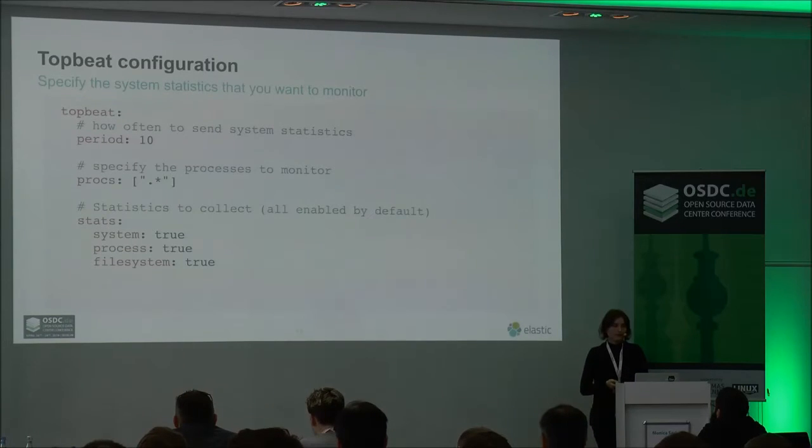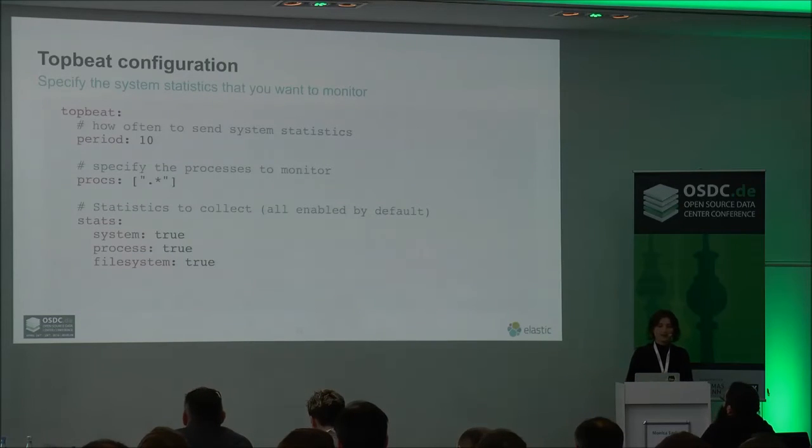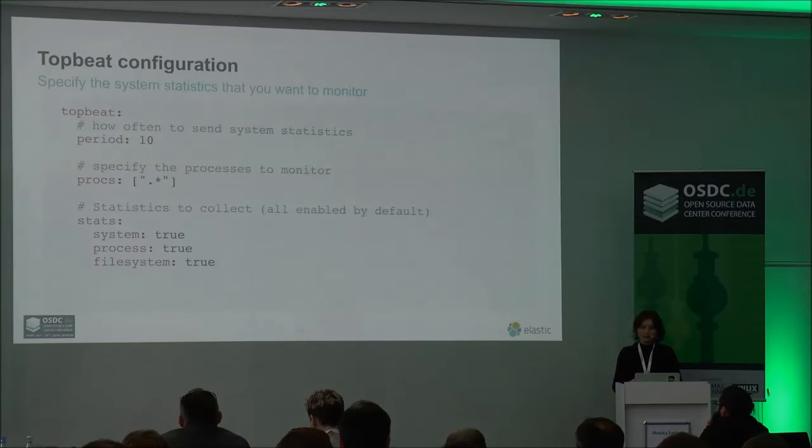In the configuration file of Topbeat, you just have to specify how often to send the system statistics and what processes you want to monitor. And in addition, you have to specify what kind of data you are interested in.